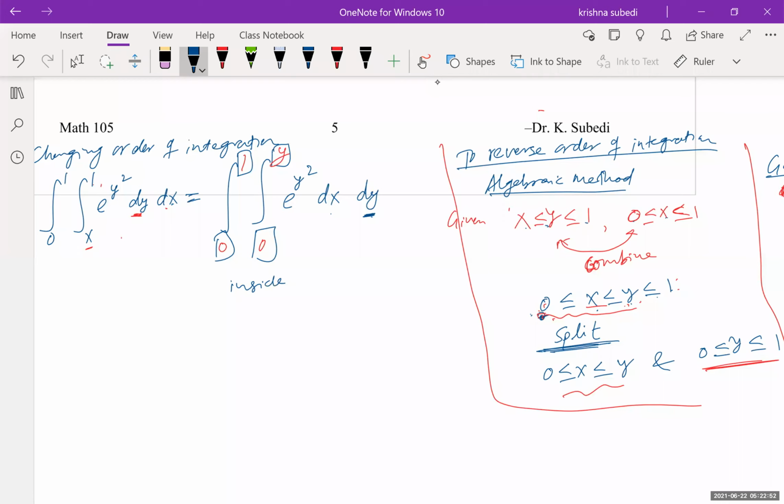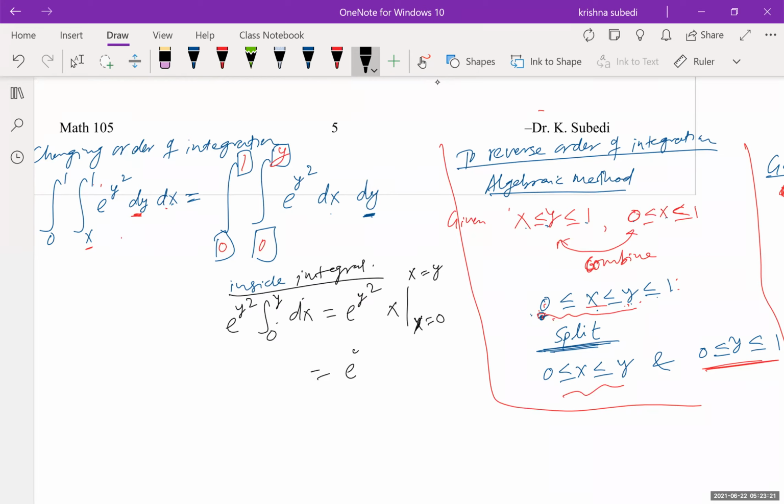Inside integral is 0 to y, e y square dx. So I'm going to write e y square outside because that's going to be constant now. We treat x as our variable. So I can write this way, which means e y square and integration of dx is simply x. And so it is x from 0 up to y. So it will be e y square times y minus 0. So you're going to get y e y square.